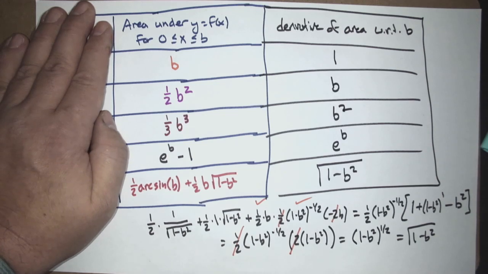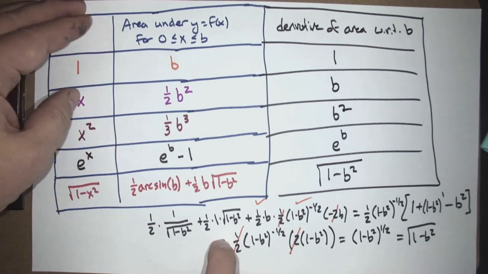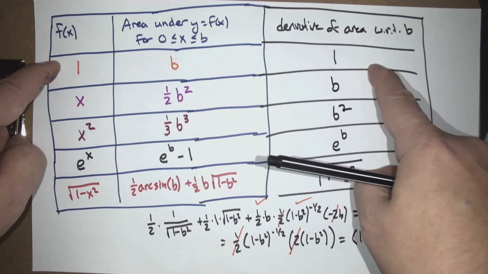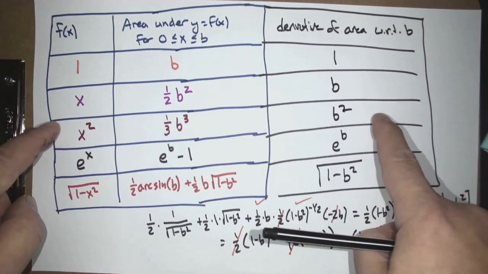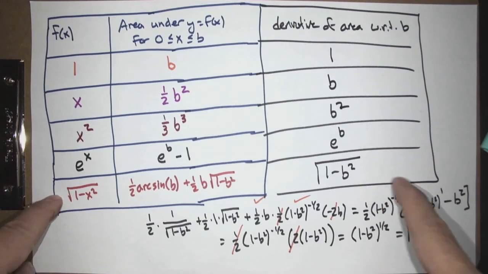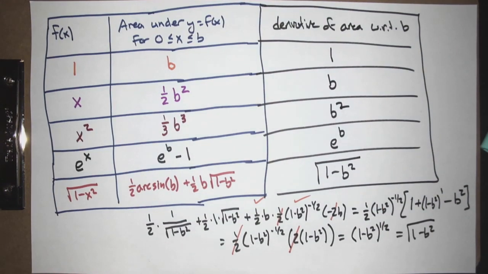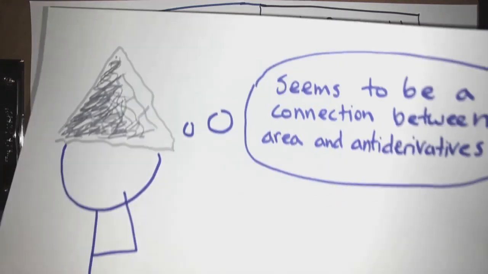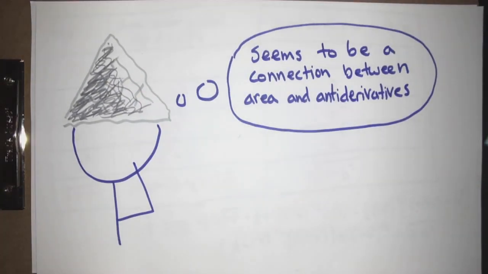Now, you might be wondering, why did Steve cover up that first column? Look at these. 1 versus 1, x versus b, x squared versus b squared, e to the x versus e to the b, square root of 1 minus x squared versus square root of 1 minus b squared. This is when you start throwing on your tinfoil hat and say, there's a conspiracy here. There seems to be a connection going on between area and antiderivatives. Now, good news, this time the conspiracy's true. And that's what we're going to build up in the next 2 lectures.